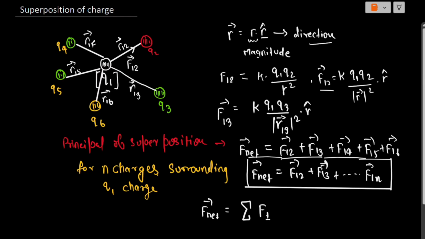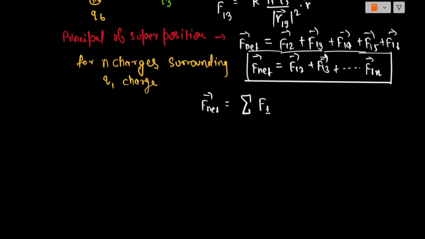Since we have the q1 charge in the center, the other charges would start with q2, q3, q4, q5, q6 and so on. So that would be F1i vector, where i goes from 2 to n. This is the summation form of the net force acting on the q1 charge. From here we can write the expression for the force.